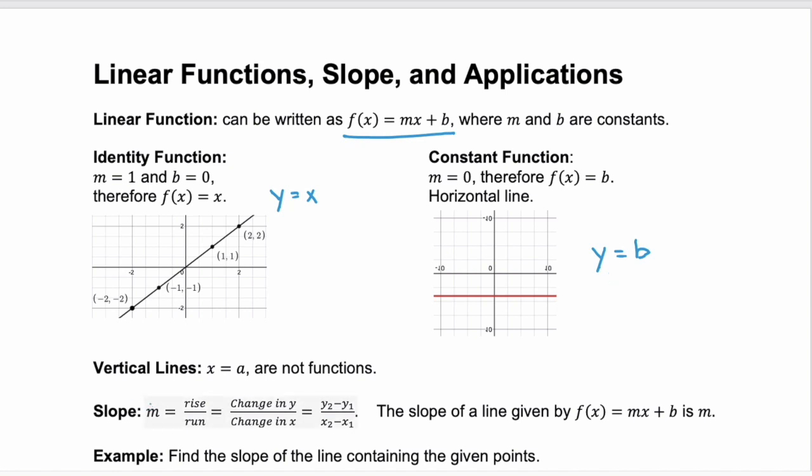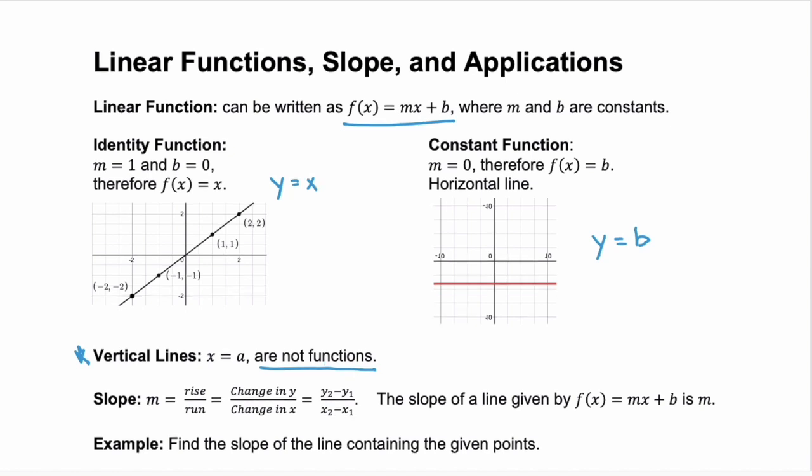Now, what about vertical lines? If you remember the vertical line test, whenever a vertical line crosses a graph more than once, it's not a function. So vertical lines are not functions. They don't pass the vertical line test. So we don't even consider them here because we're talking about functions.